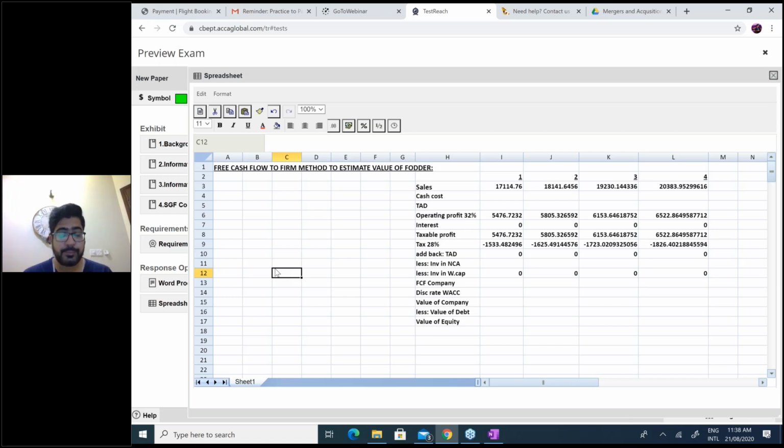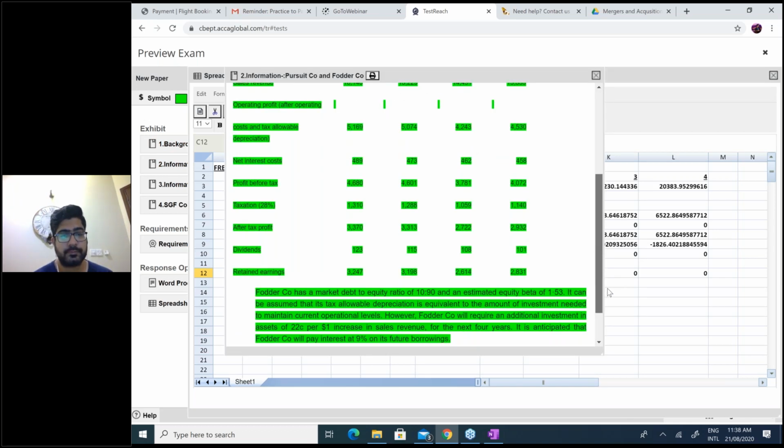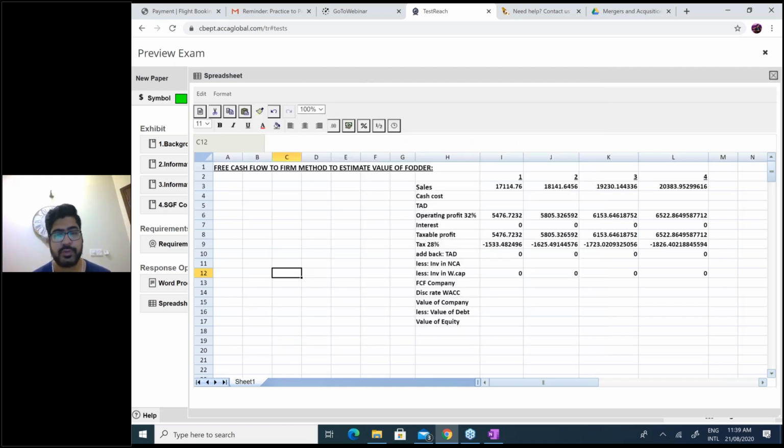Investment in NCA. What is the information about investment in NCA? Look at the second last paragraph. Fodder will require an additional investment in assets of 0.22 per $1 increase in revenue for the next 4 years. You need investment of 22 cents per $1 increase in revenue.